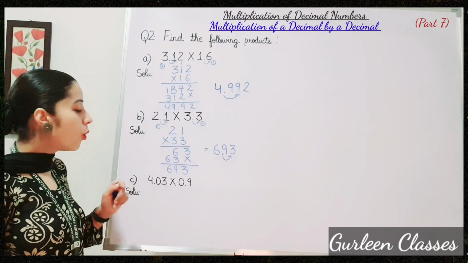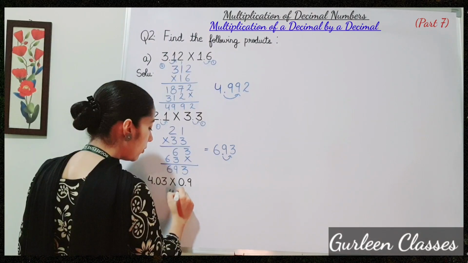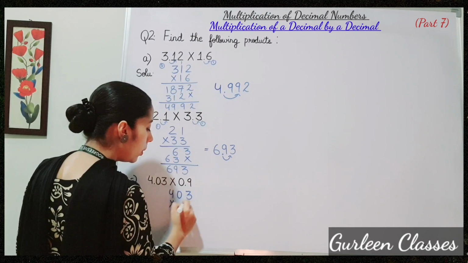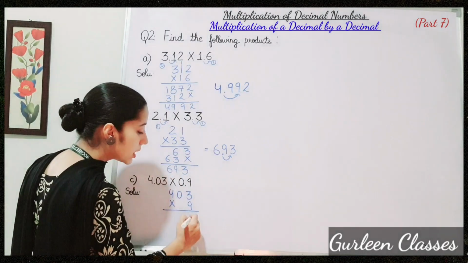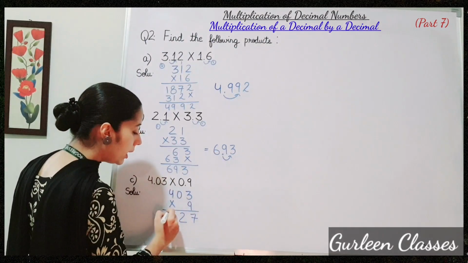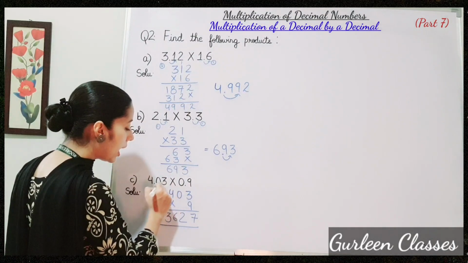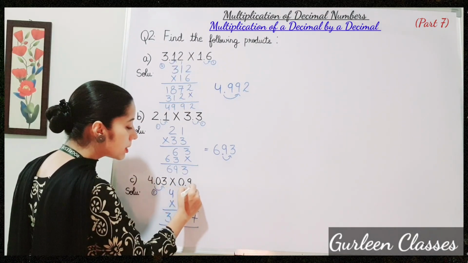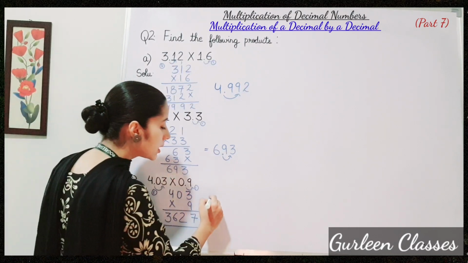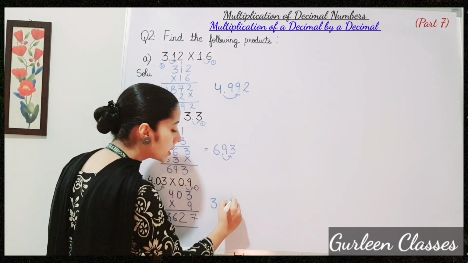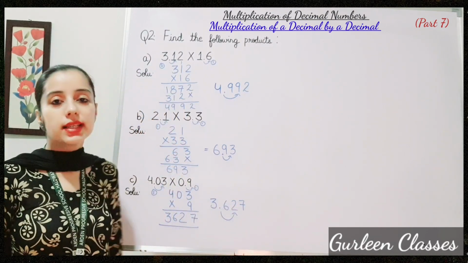C: 4.03 into 0.9. So right here, 403 into 9. Ignore the decimal point. We will write here 9. 9 3s are 27, 2. 9 4s are 36. So now after the decimal point here we have two digits, and after the decimal point we have one digit. 2 plus 1, 3. So write the answer 3.627. After the decimal point there should be 3 digits.